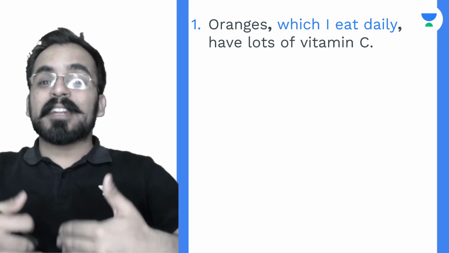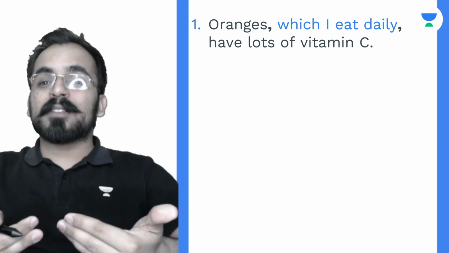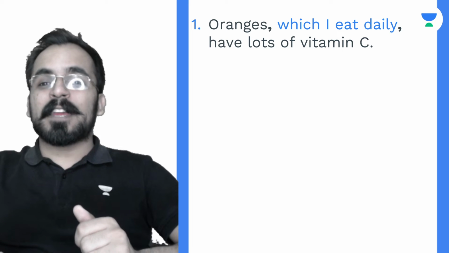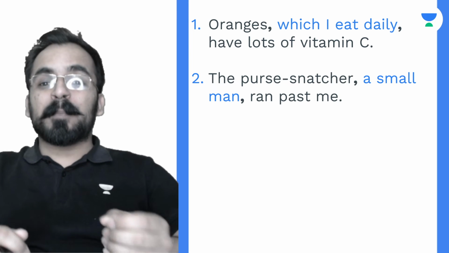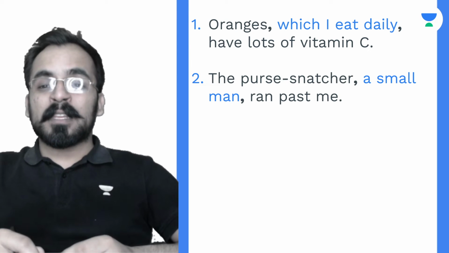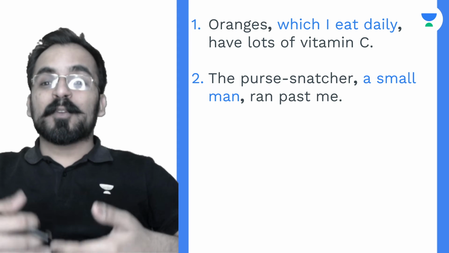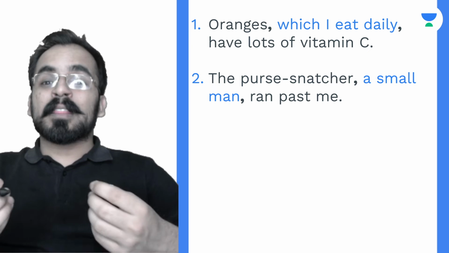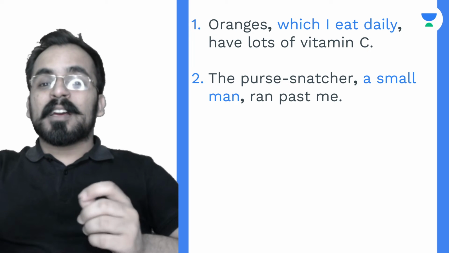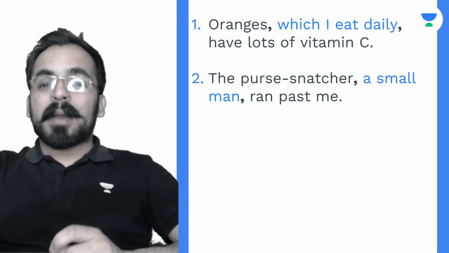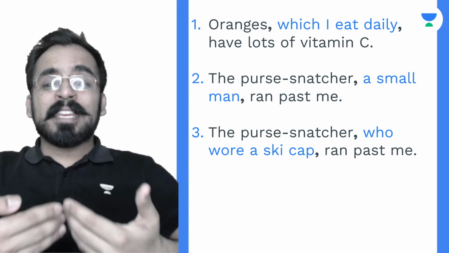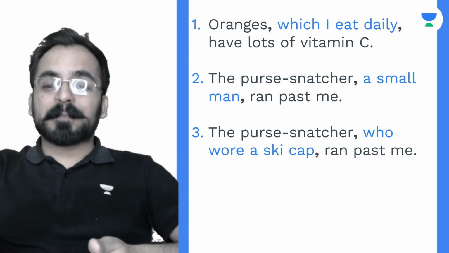Oranges have lots of vitamin C. Now what is that additional information I want to convey to the reader? That oranges which I eat daily have lots of vitamin C. The purse snatcher ran past me. So the purse snatcher was a small man. So I want to convey this additional information. The purse snatcher, a small man, ran past me. The purse snatcher who wore a ski cap ran past me.